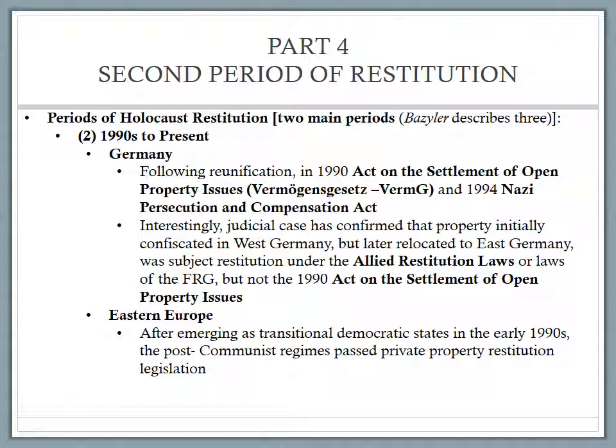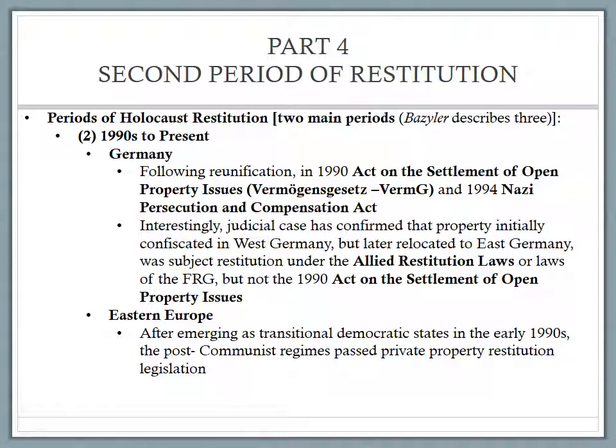actually until today as well. So after emerging as transitional democratic states in the early 1990s, the post-communist regimes of Eastern Europe passed private property restitution legislation with varying degrees of comprehensiveness and varying degrees of success. So the legislation covered both Holocaust-era confiscations and communist-era confiscations sometimes. Sometimes it only covered one or the other.